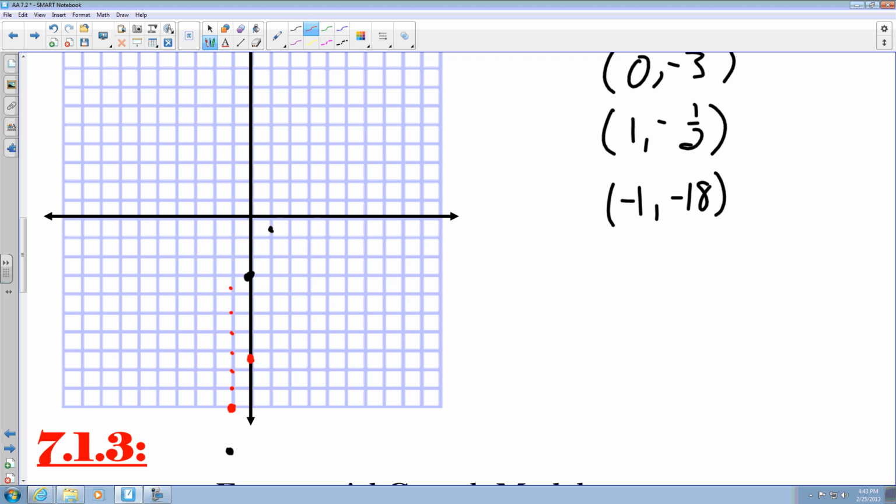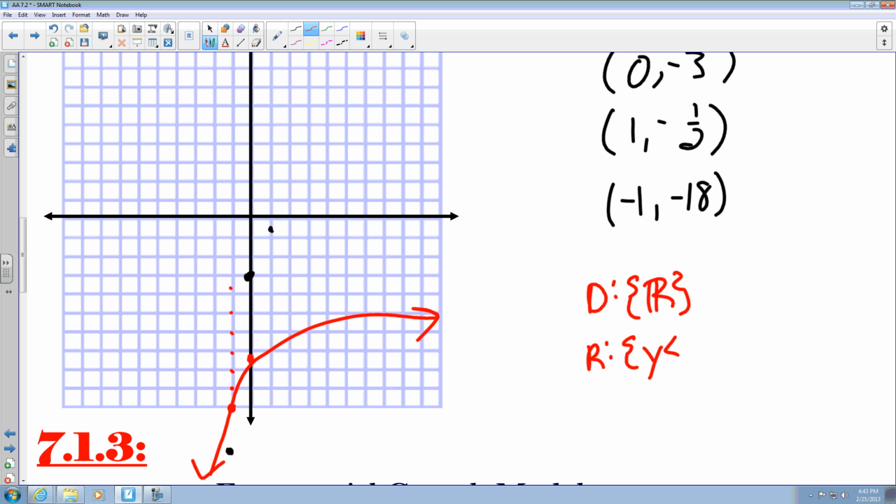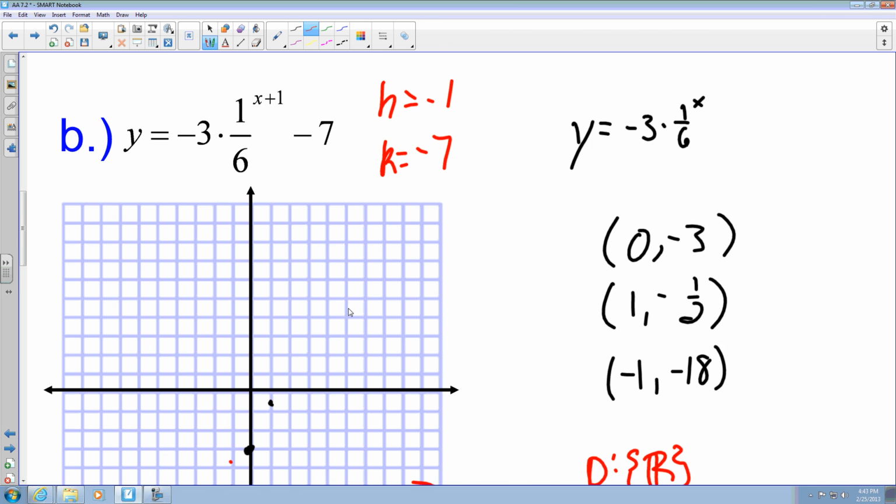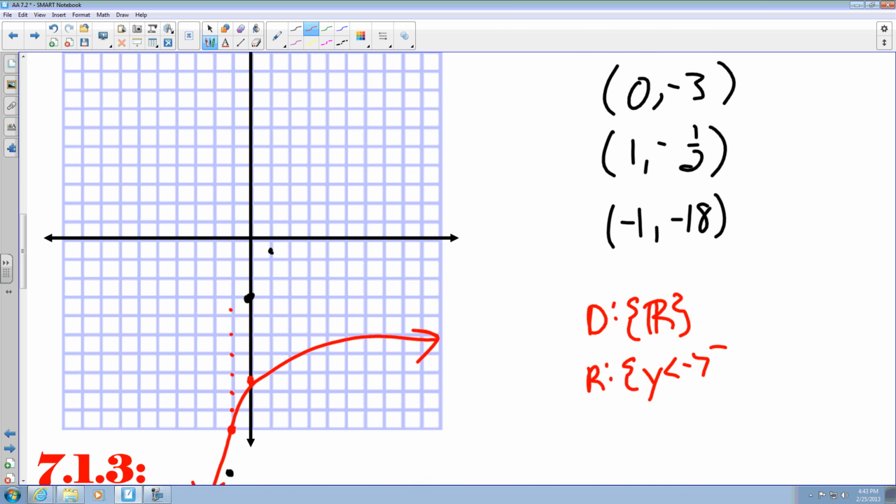Plot it there. So it looks something kind of like this, which means my domain for this is still all real numbers. My range is y is less than -7. So that's where my range gets put.